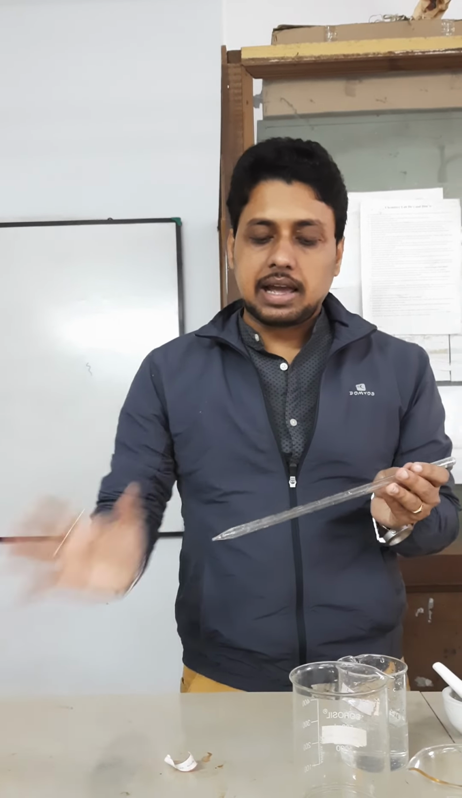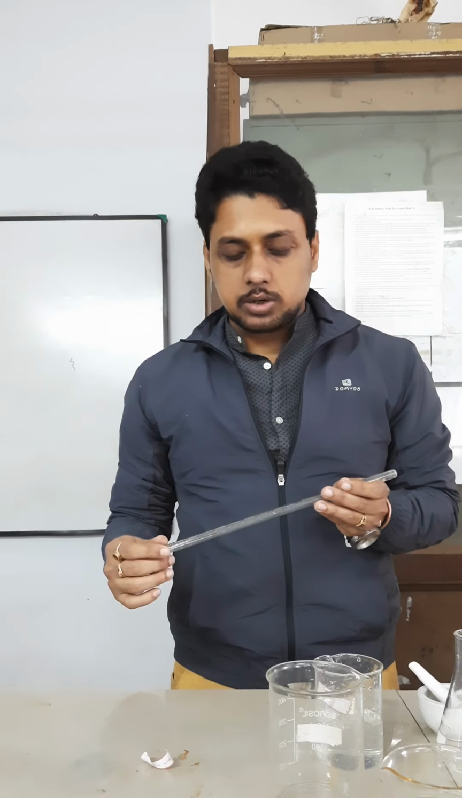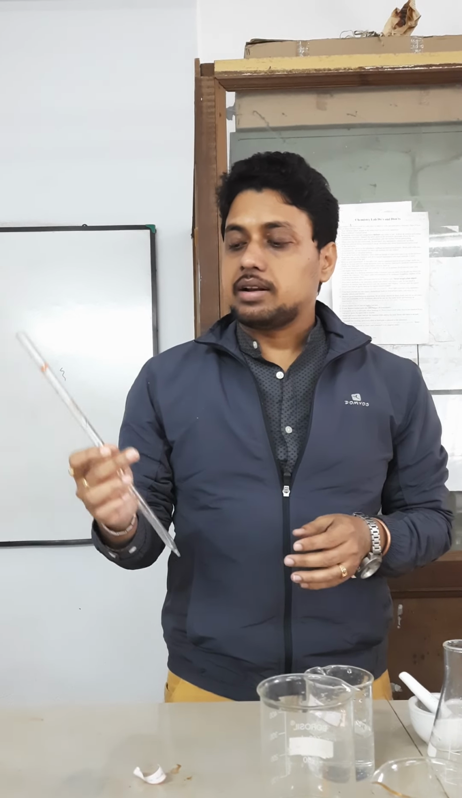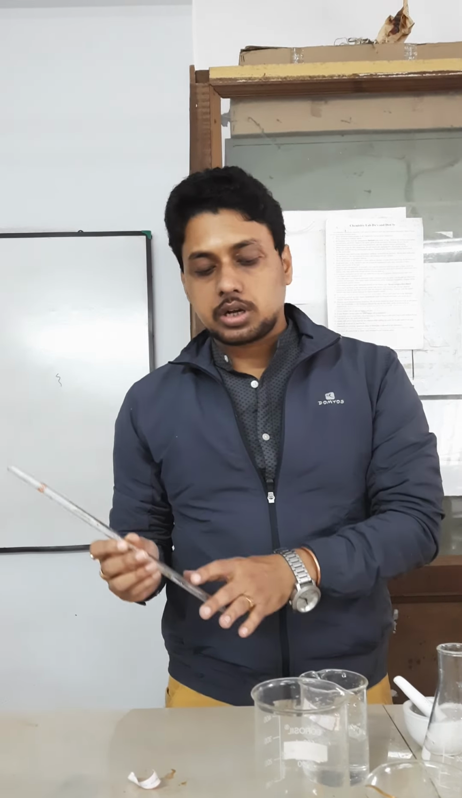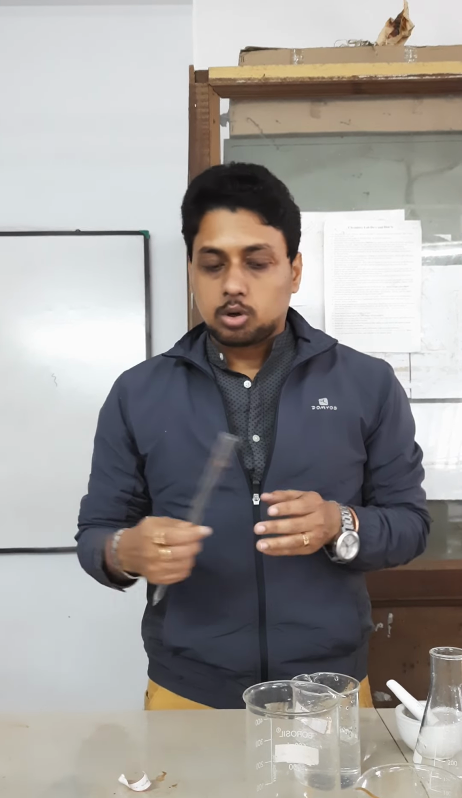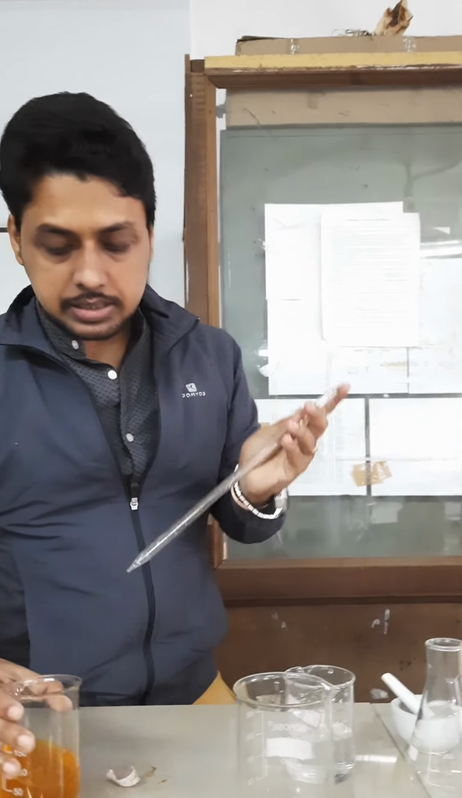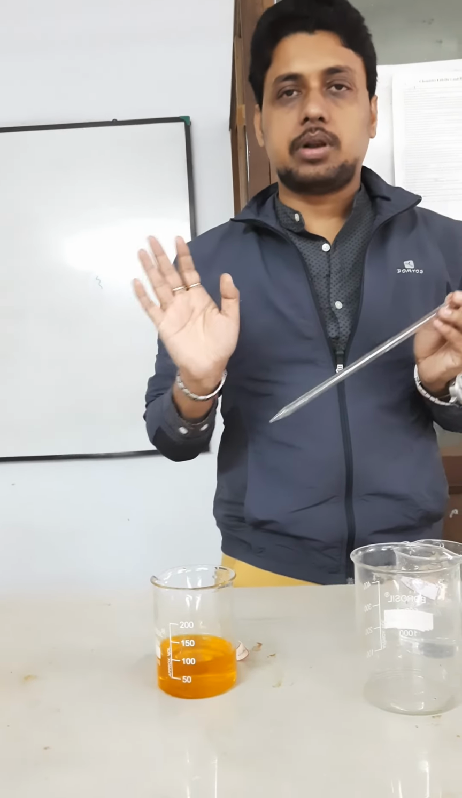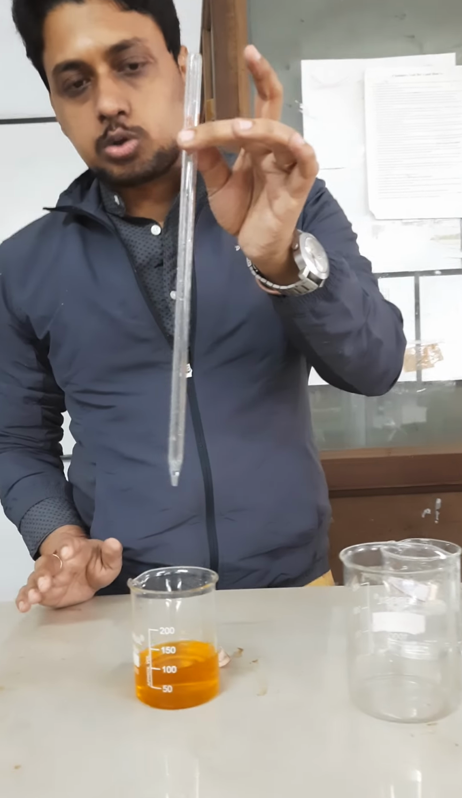So we can draw any volume of liquid through this pipette, or after filling this pipette we can release any volume of solution into another glass apparatus. So let us have a closer look. Let us say this is potassium dichromate solution and we need to pipette out 10 ml of this solution. Okay, so let's go through the process.